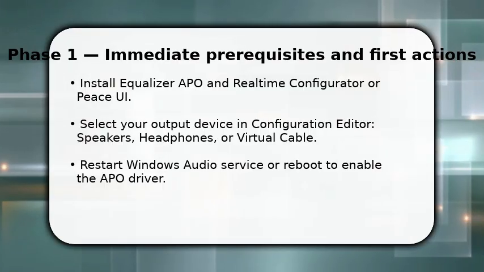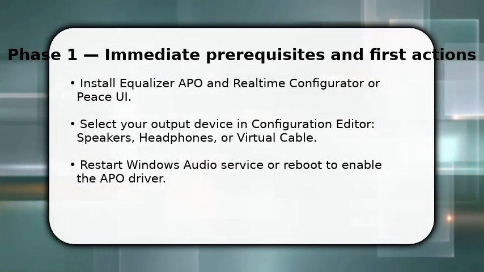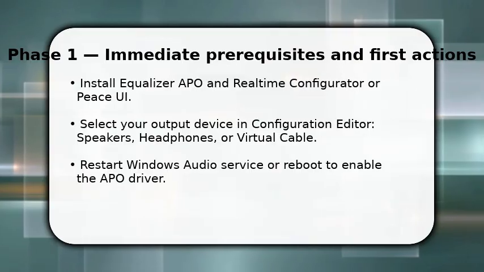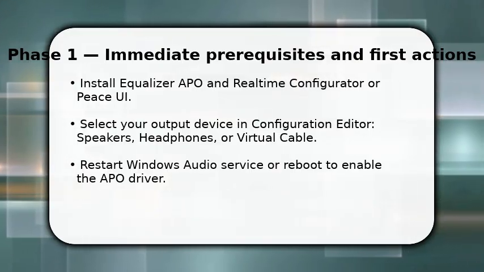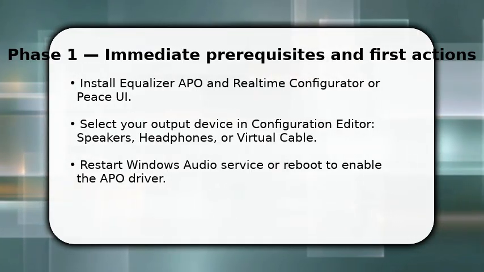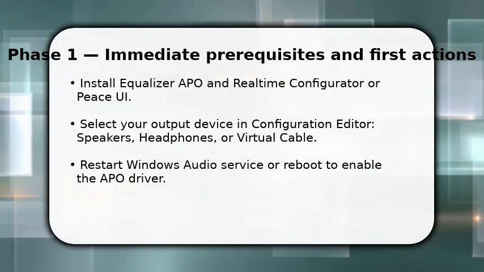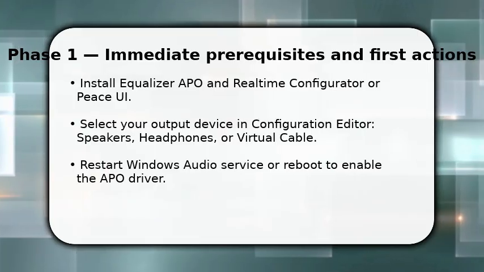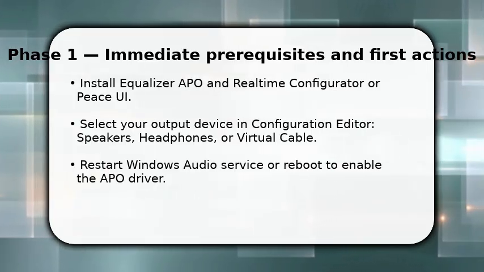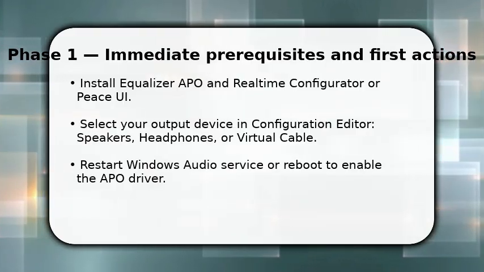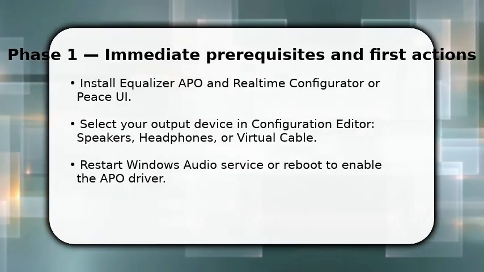You start by installing Equalizer APO and an optional front end like Peace for easier editing. Once installed, open the configuration editor and immediately choose the correct playback device, speakers, headphones, or virtual cable, because APO applies per device. Make sure to enable the APO for that device and save the configuration, then restart the audio service or reboot. This ensures the driver hooks into the output.